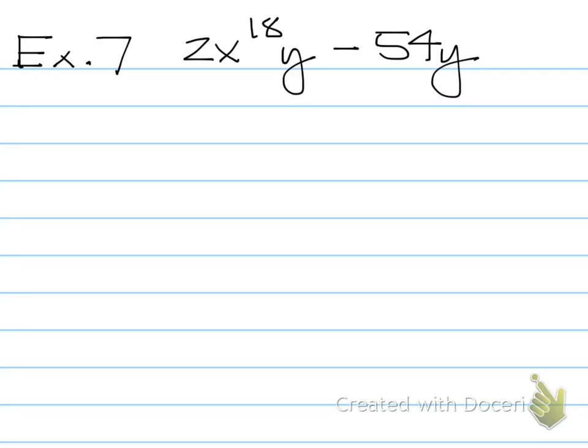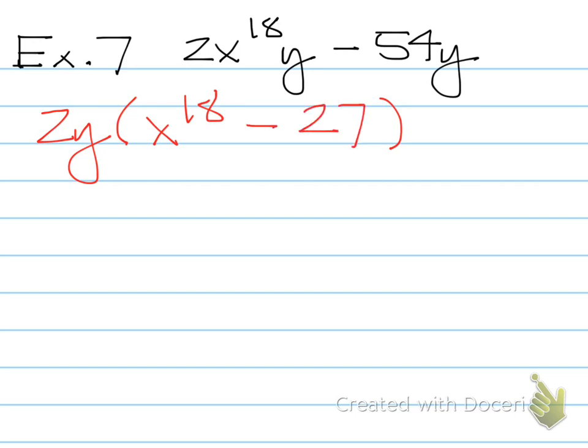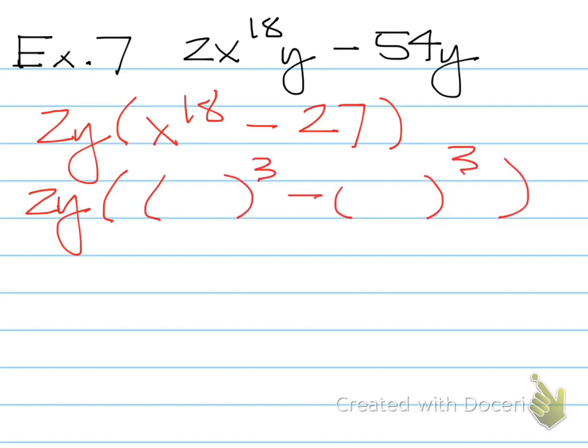Next, we've got a difference of, well, we can factor out a y from both of those terms and a 2. So we can factor out a 2y from both terms, leaving us with x to the 18th minus 27. That is a difference of 2 cubes. So I can write them as the difference of 2 cubes. What I would have to cube to get x to the 18th is x to the 6th power. Then I would have to cube 3 to get 27. So now I can write out my factors.